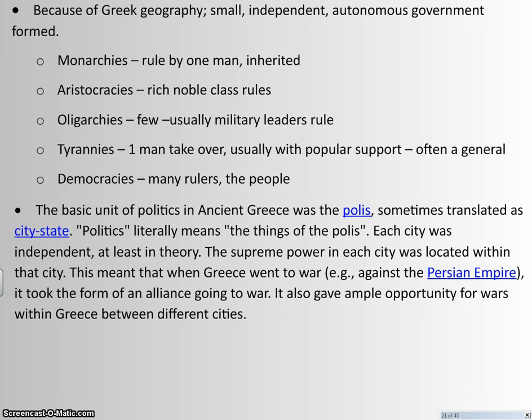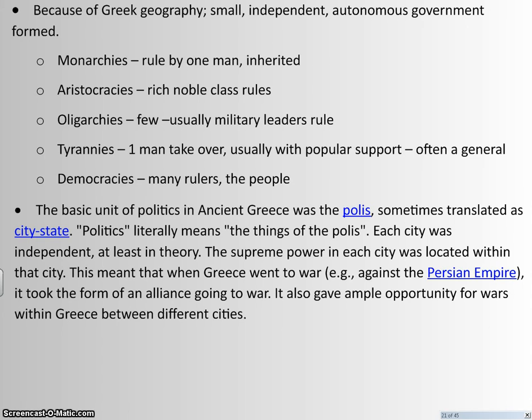Because of Greek geography, like I've already said, small independent autonomous government forms arose. And there are basically 5 kinds of governments that crop up. You have a monarchy, which is rule by one man, generally inherited, and it is a man. There are no women rulers. An aristocracy is the rule by the rich, by a small group of rich nobles. Oligarchies are usually a few people, 2 or 3, and they're usually military leaders. Then you have a tyranny, which is a one-man takeover, usually with popular support. Usually when there's a problem, they would bring in a tyrant, often a general, to straighten things out.